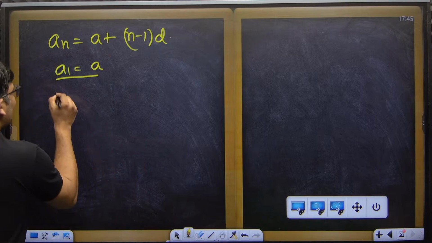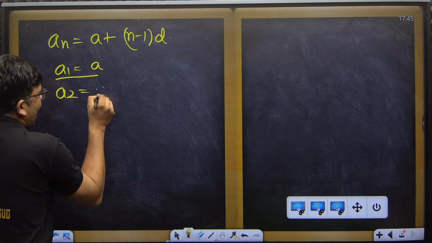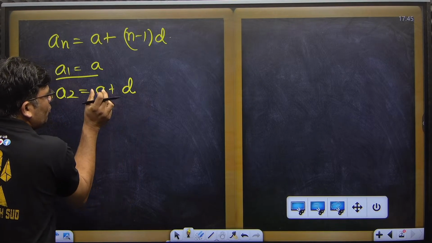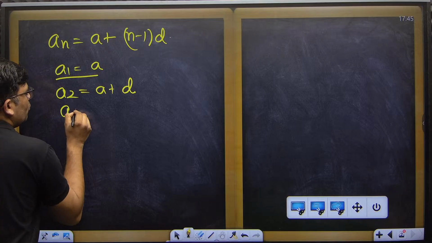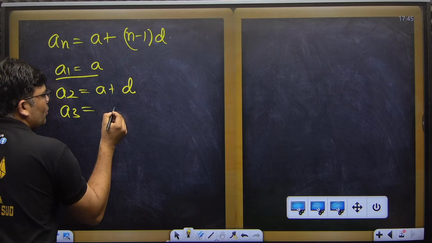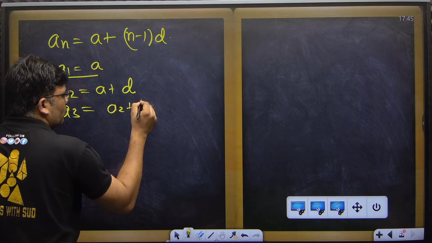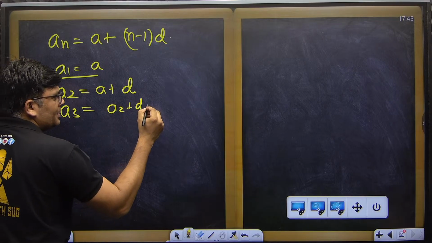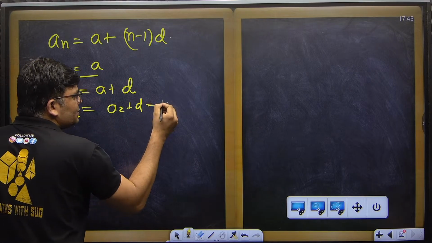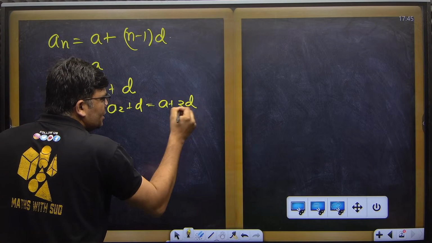So if I want to find a2, I will add common difference d to a. Suppose I want to find a3. So what I will do, I will add d to a2. I will add the common difference to the preceding term. What was a2? a2 was a plus d. So this will become a plus 2d.